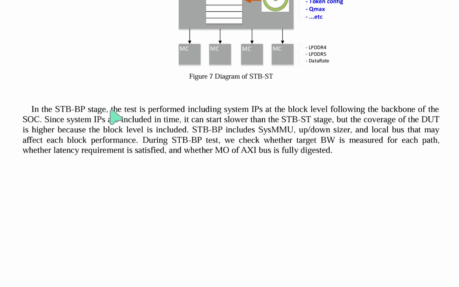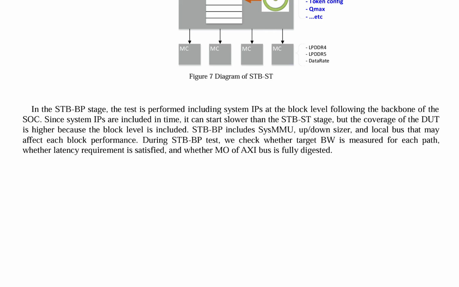In the STB-BP stage, the test is performed including system IPs at the block level following the backbone of the SOC. Since the system IPs are included in time, it can start after the STB-ST stage. The coverage of the DUT is higher because the block level is included. STB-BP includes MMU, an up-down sizer, and local bursts that may affect each block's performance.